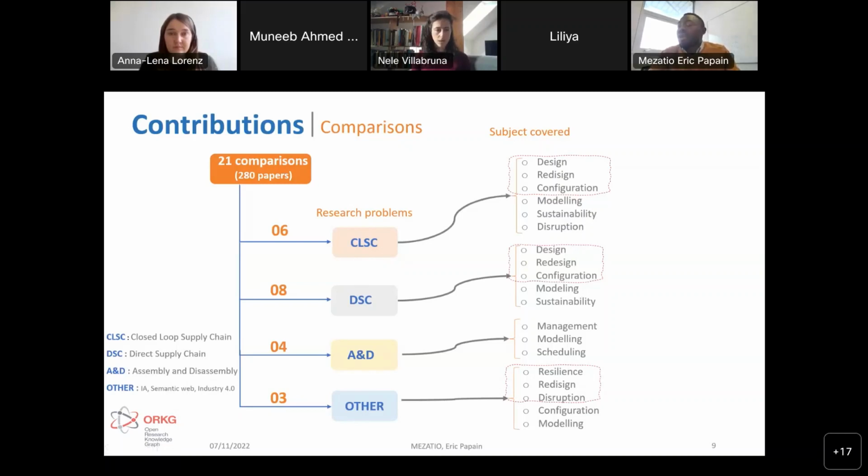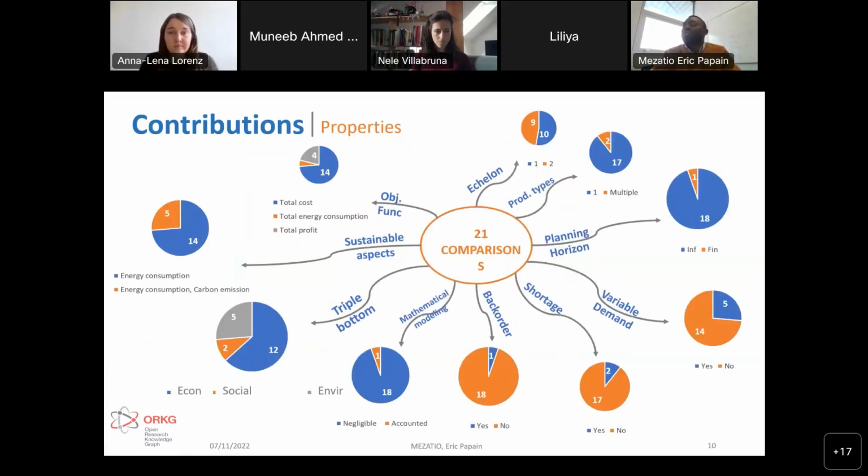So during our curation, we made some comparisons. We created a lot of properties to try to specify and have a very good definition for all of our contributions and all of our comparisons, for example. So for our 21 comparisons, we tried to make some clusters for each property.